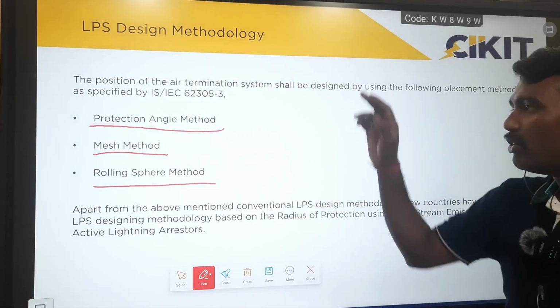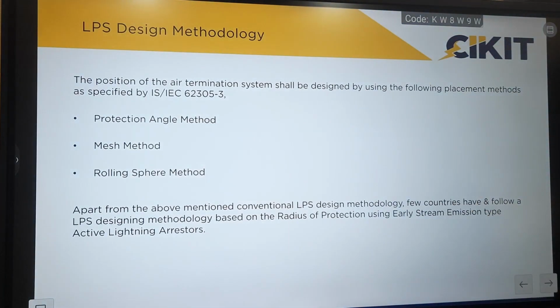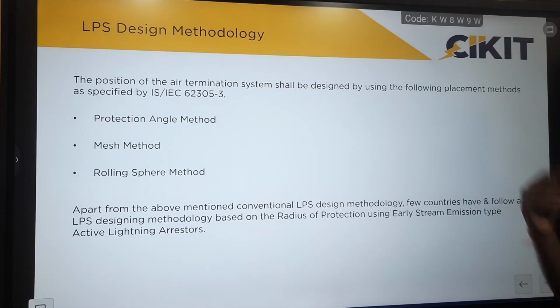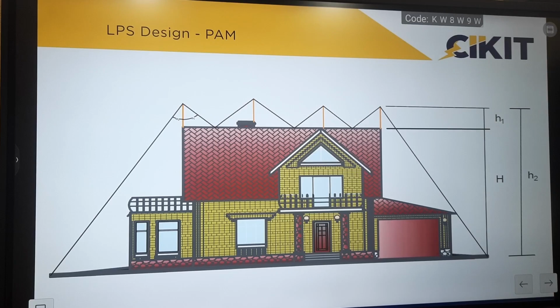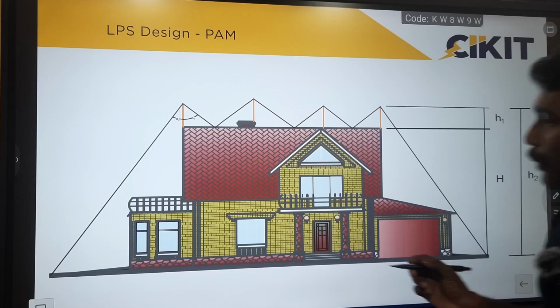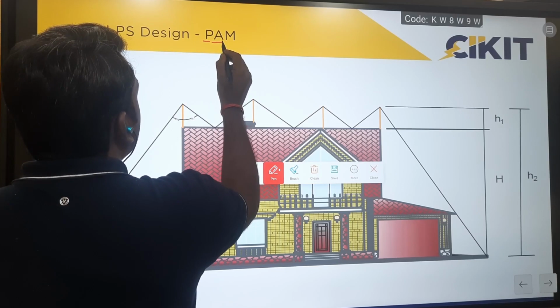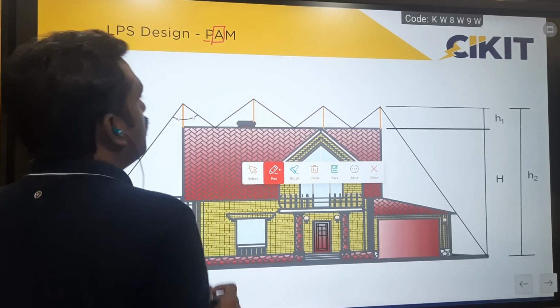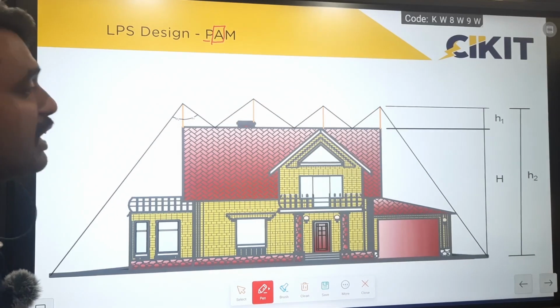So in the upcoming slides, we will be explaining in detail how to calculate the protection provided by air terminals among these different methods. So this one is the protection angle method. From the name itself, we can observe that in this method, the protection mainly depends upon the angle. The angle depends upon the height of the air terminal.